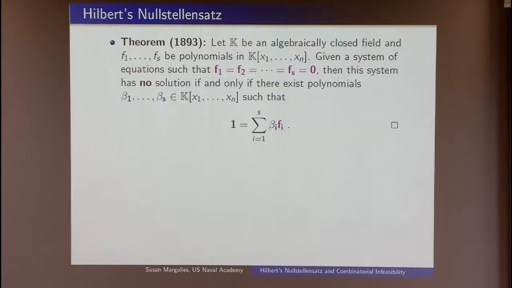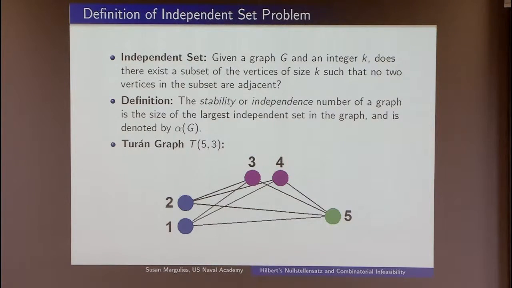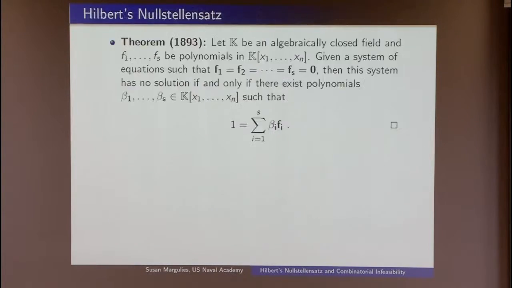Because if there was a solution, if there was some point where all of those polynomials simultaneously equaled 0, then what we would end up with is 1 equal to 0, which of course can't happen. So if we have this, then no such solution exists. So this is a certificate of infeasibility. This is a mini proof. If we have this, nothing more is needed.